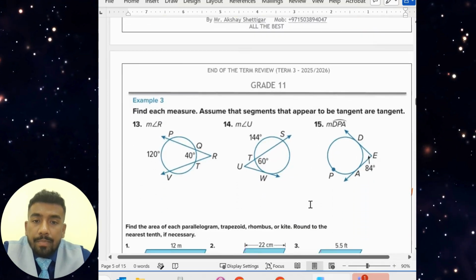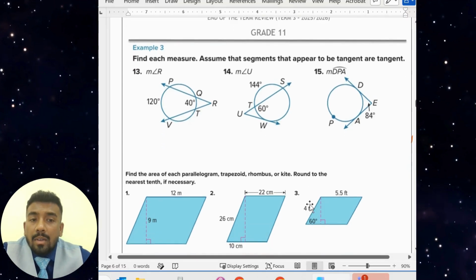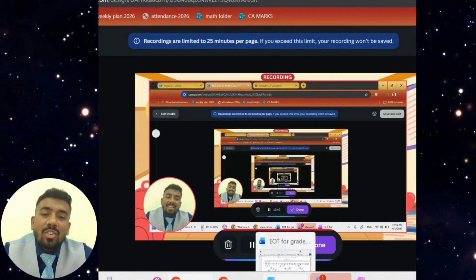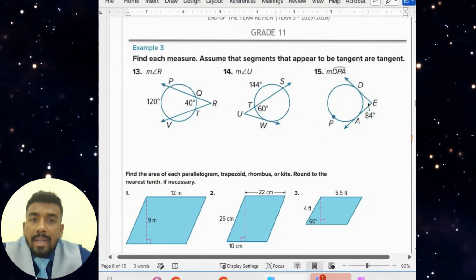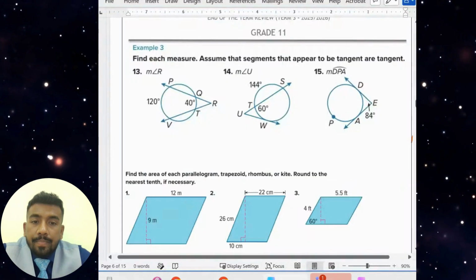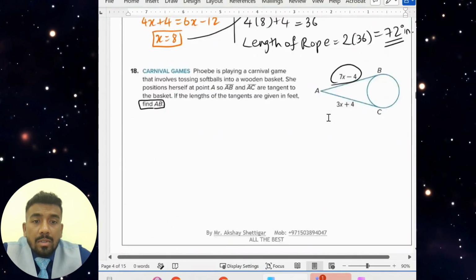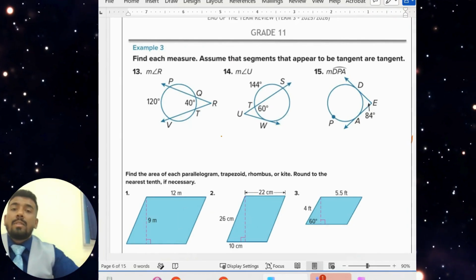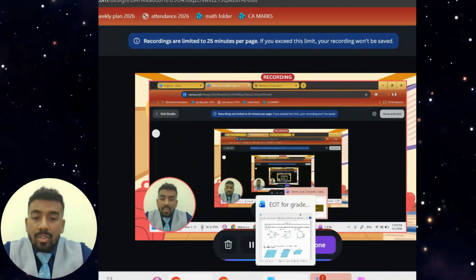Now to do this kind of question, you need to use another formula. Which formula will you use over here? Let's go to the next one. Find each measure. Assume that the segments that appear to be tangent are tangent. To do this kind of question, we have to use a formula. What is that formula? I'll tell you. That is the tangents and secants. So let's go to that question back again.